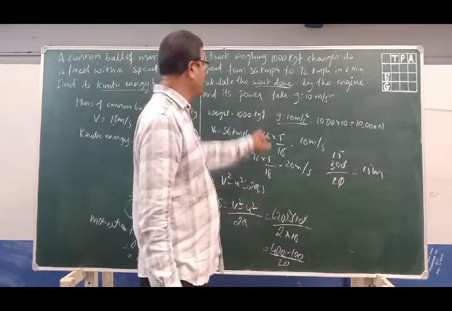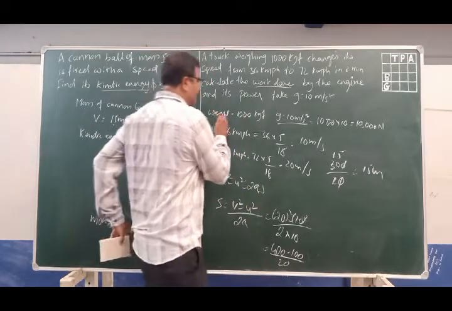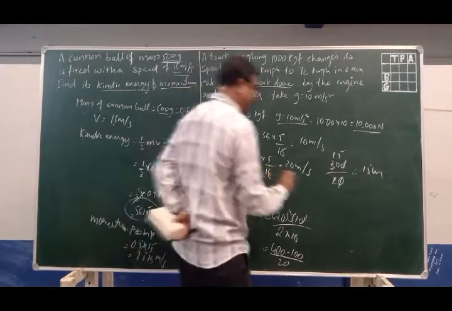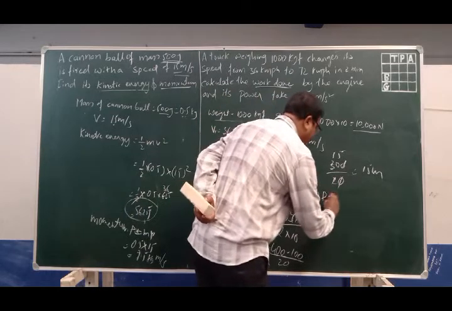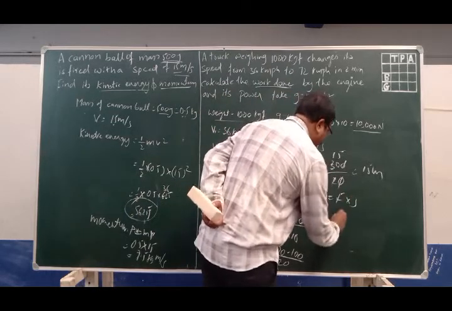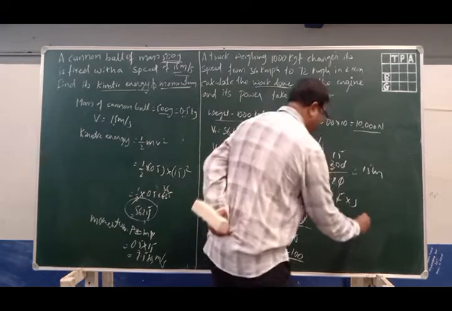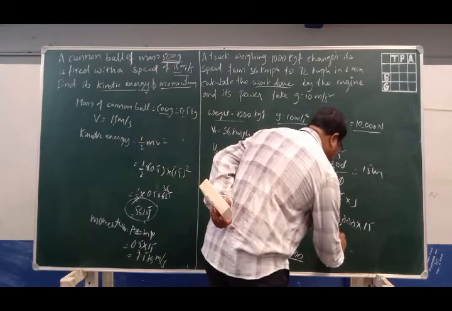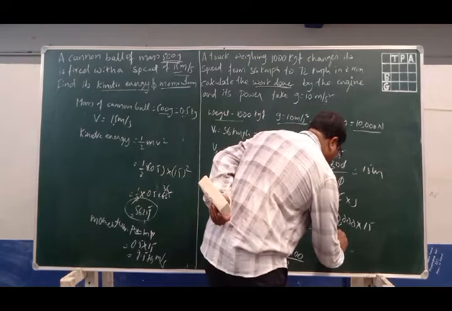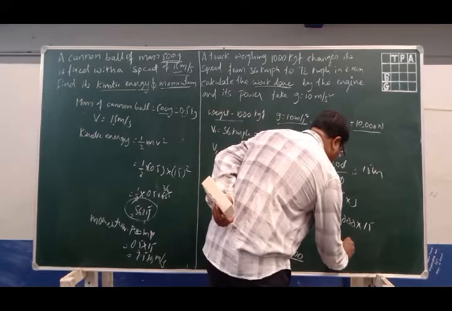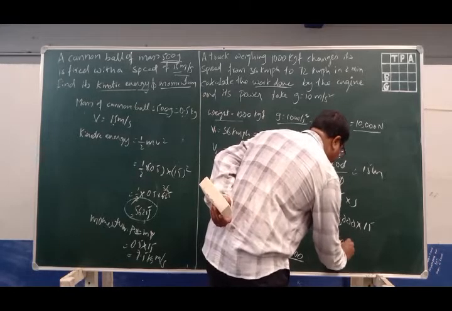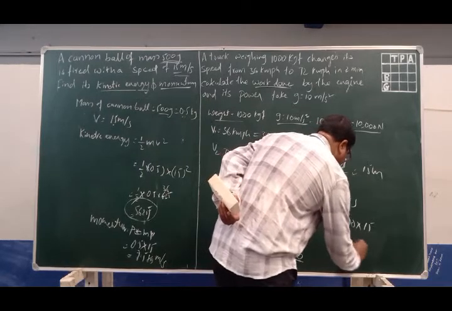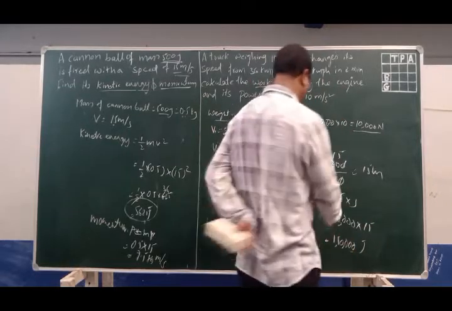We have calculated this. We have force here, that is 10,000 Newton. So what do I need to calculate? I need to calculate the work done by the engine. Therefore work done by the engine is F into S. So what is F? I got 10,000 into 15, which is 1,50,000 joules. So this is the work done by the body.